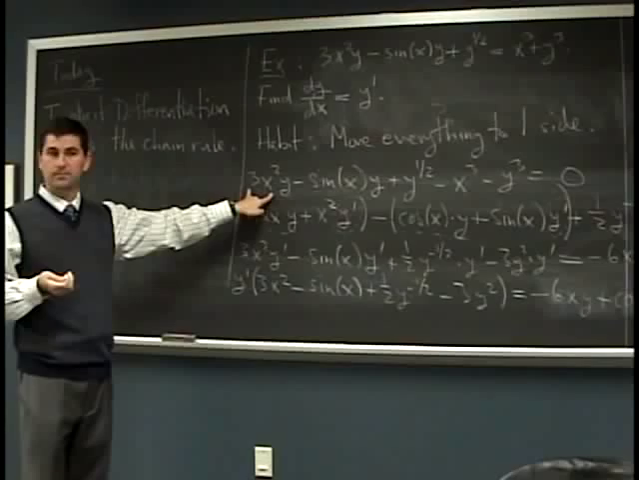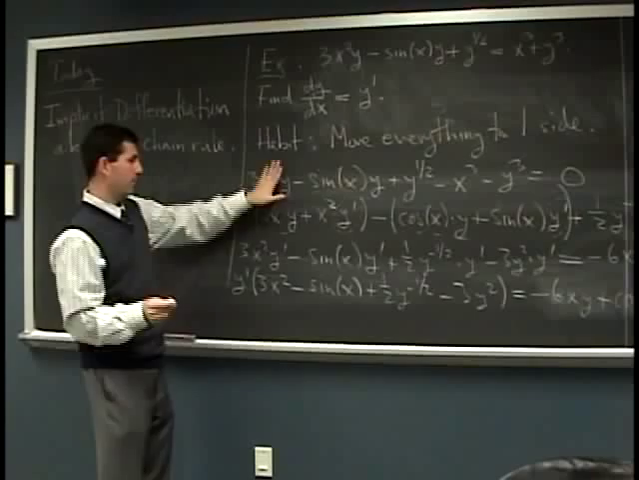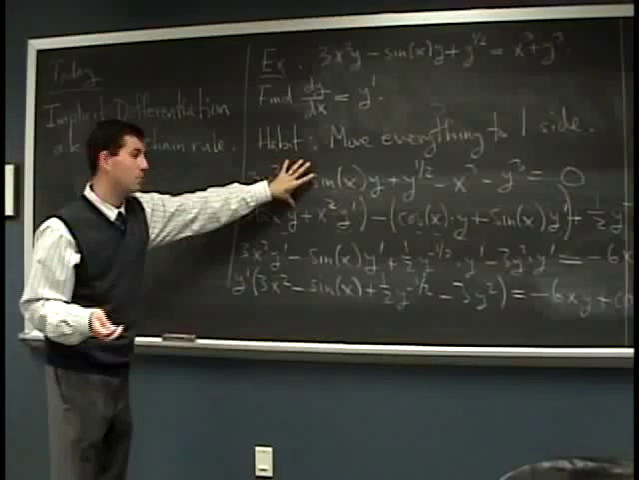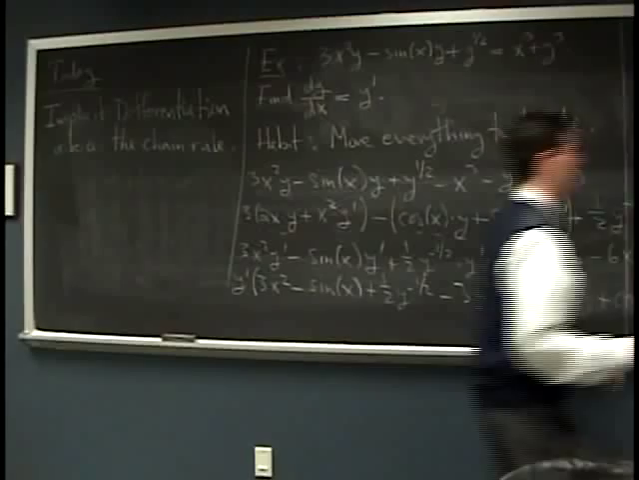Remember, y is now our variable, right? So it's just like we're differentiating with respect to x. The derivative of y would be 3x squared. If you have the 3x squared, it's just the constant. You have a constant times y. The derivative with respect to y is just the constant, 3x squared. So I put 3x squared.